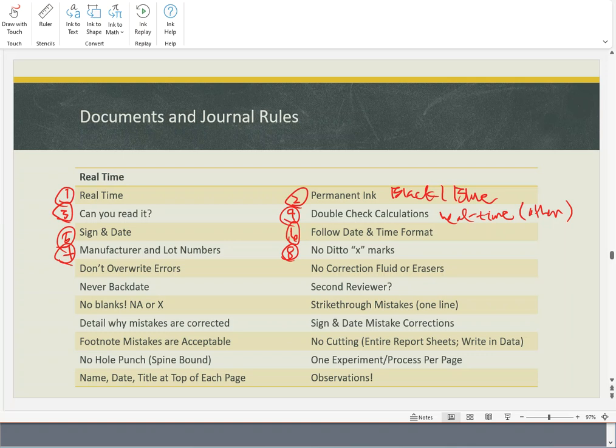Number 8, for documentation purposes, no ditto marks. You can't use the little quotes to say, hey, well, I did the same thing all over. No, you can't do that. You have to rewrite things.